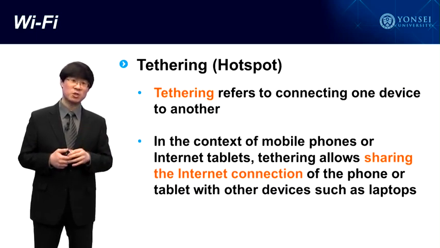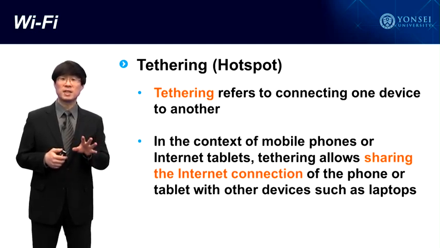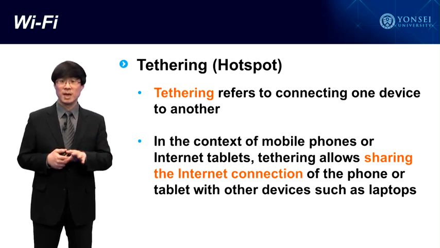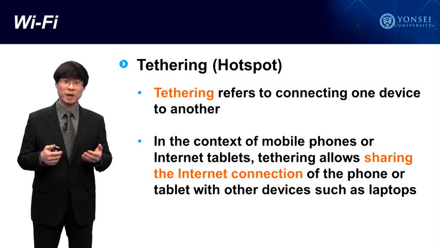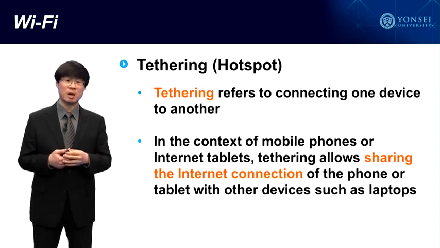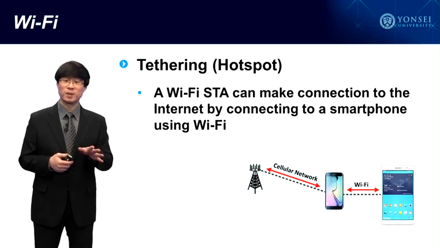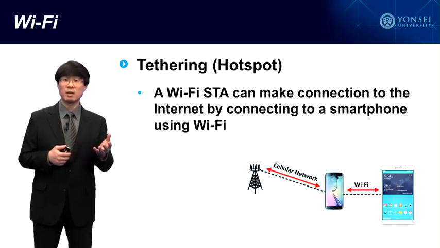Another Wi-Fi feature is tethering, or hotspots. Now, this refers to connecting one device to another. In the context of mobile phones or internet tablets, tethering allows sharing the internet connection of a phone or a tablet with other devices such as laptops. For example, let's say that I have my hotspot tethering capability turned on, then my Wi-Fi station can connect to the internet by connecting to a smartphone using Wi-Fi.